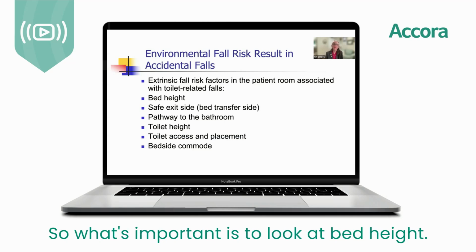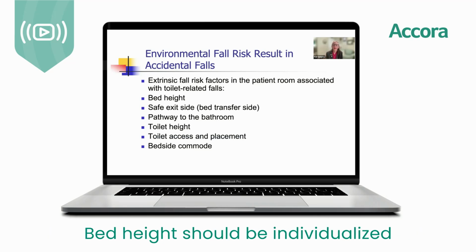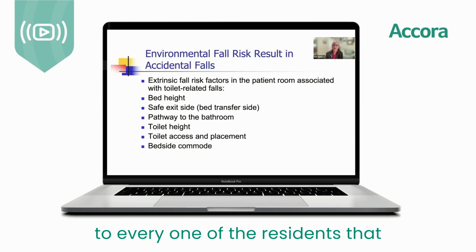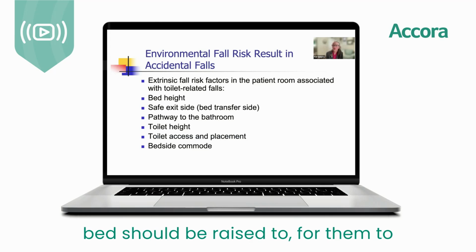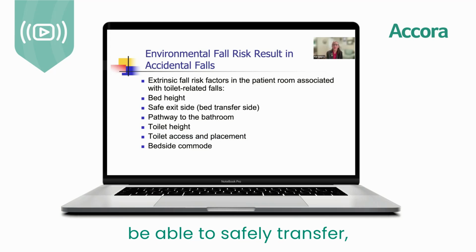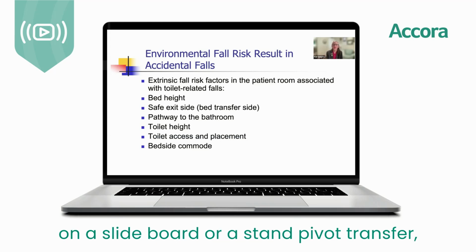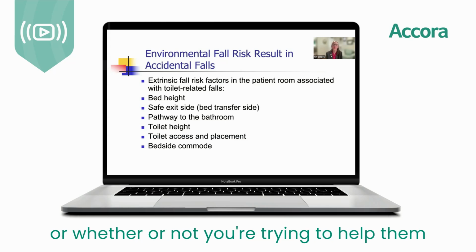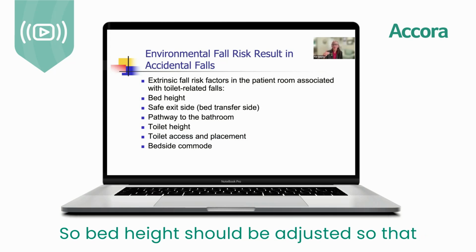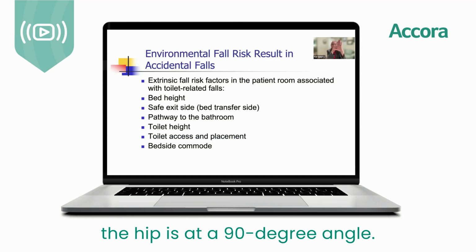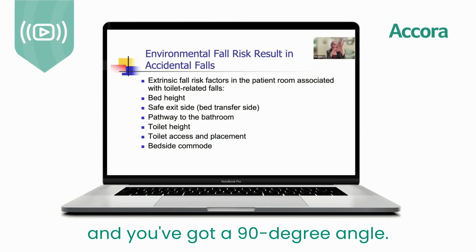So what's important is to look at bed height. Bed height should be individualized to every one of the residents that you're taking care of, for what height that bed should be raised to for them to be able to safely transfer, whether it's a sliding transfer on a slide board or a stand pivot transfer, or whether you're trying to help them get to a standing position to use the walker. So bed height should be adjusted so that, if you will, the hip is at a 90-degree angle. You've got the back and you've got the hip and you've got a 90-degree angle.